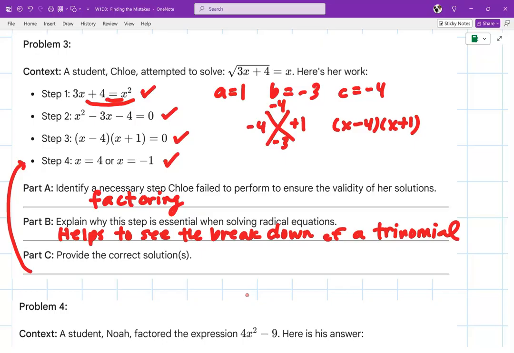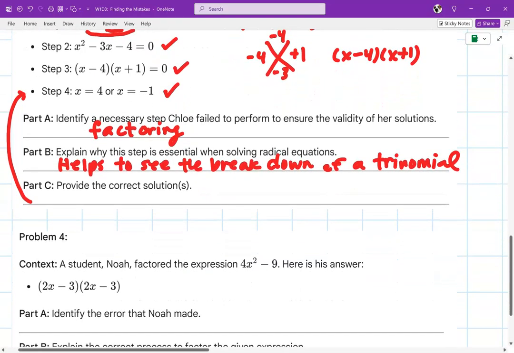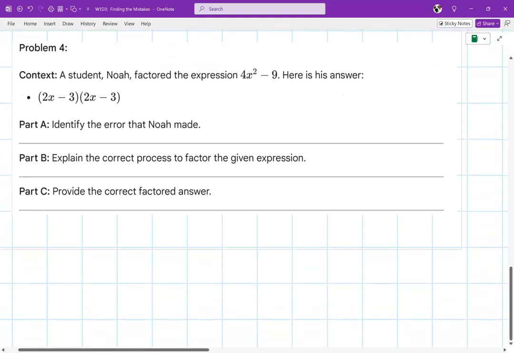All right, so we'll do one more and then we're done. This one's pretty quick, but I don't know if you guys remember. Let's see. A student, Noah, factored the expression 4x squared minus 9. Here's his answer, 2x minus 3, 2x minus 3. Identify the error. So they said they did it wrong. Identify the error, explain the correct process, provide the correct factored answer. Can anybody tell me one should be positive? Yeah, one of these should be positive. It doesn't matter which one.